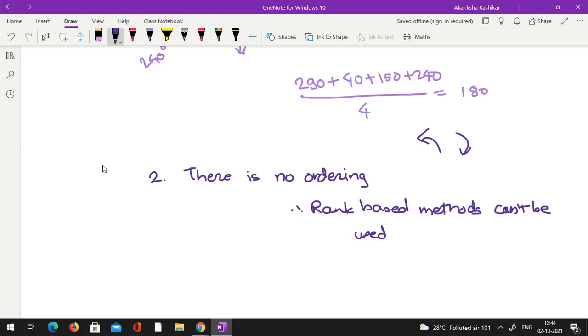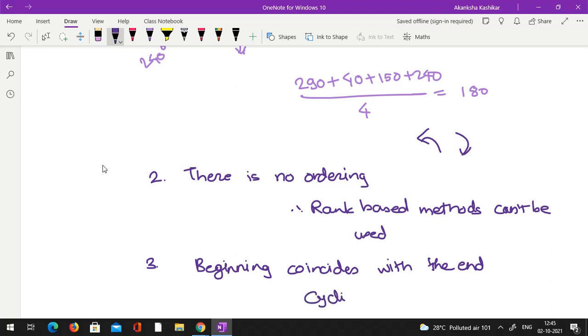And the third important characteristic of circular data, which is not present in the usual data, is that the beginning coincides with the end. So when we have 360 degrees, basically 360 degrees is the same as 0 degrees. So there is a kind of cyclic nature in the data. If you start from here and you end up here, you don't know whether this is 390 or 30. So technically for you 30 and 390 are the same. This cyclic nature of the data needs to be captured, which cannot be done via usual methods.